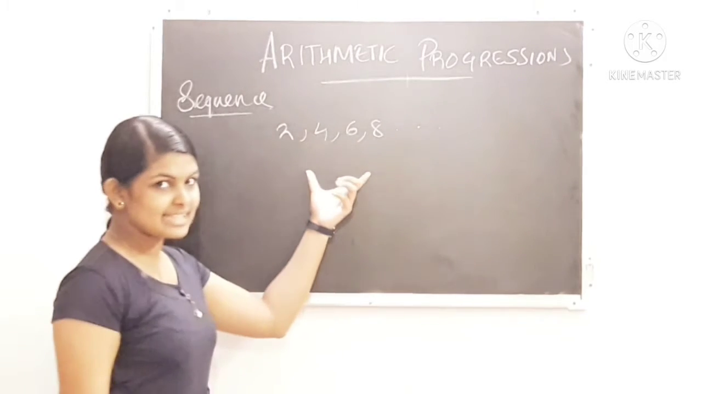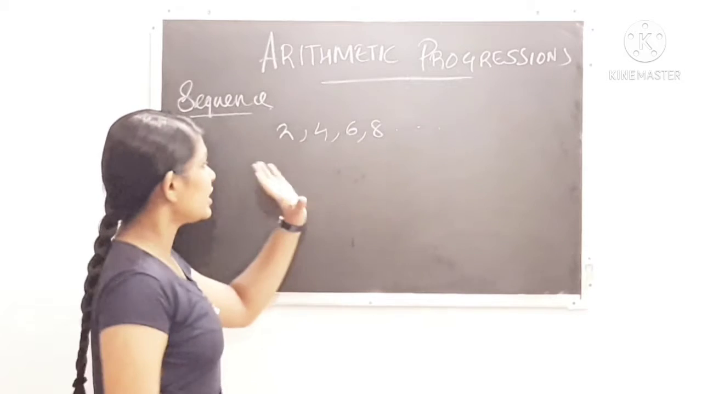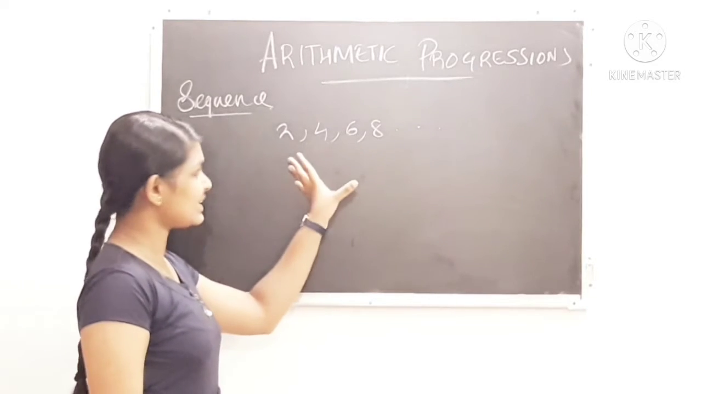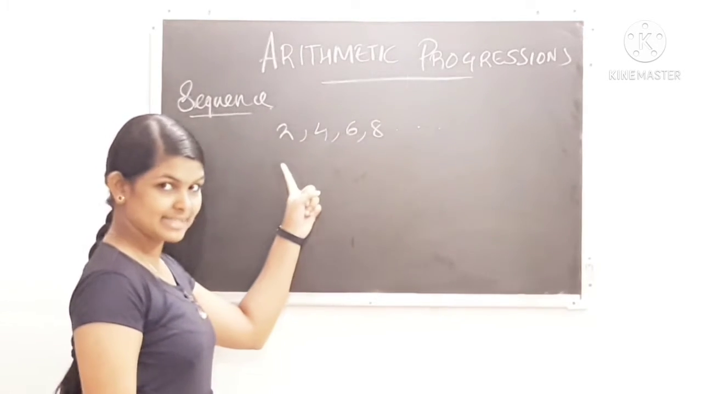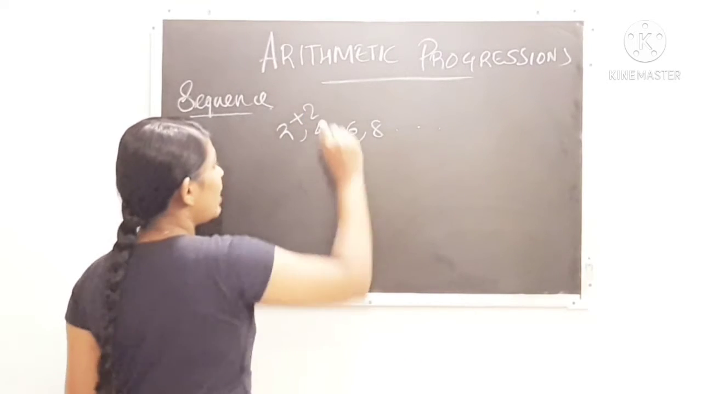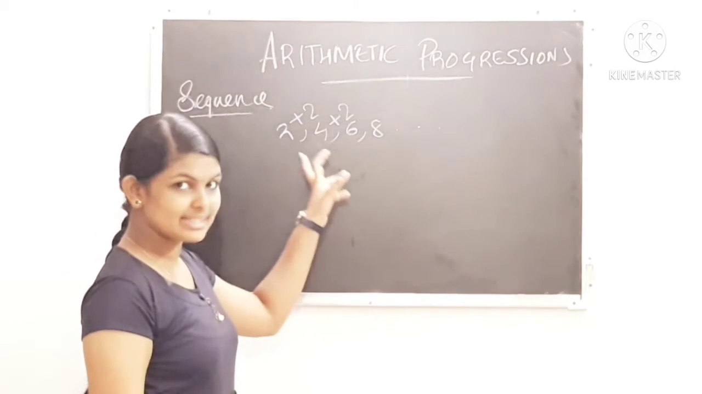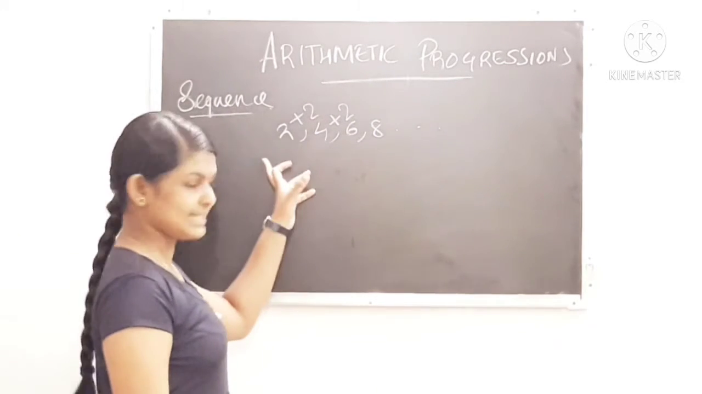Okay, so this is a set of numbers, and do you know which rule is followed here? The rule which is followed in this series is adding 2 to its preceding term. That means if we add 2 to this 2, we will get 4. If we add 2 to this 4, we will get 6. So the rule which is followed in this series is adding 2 to the preceding term.